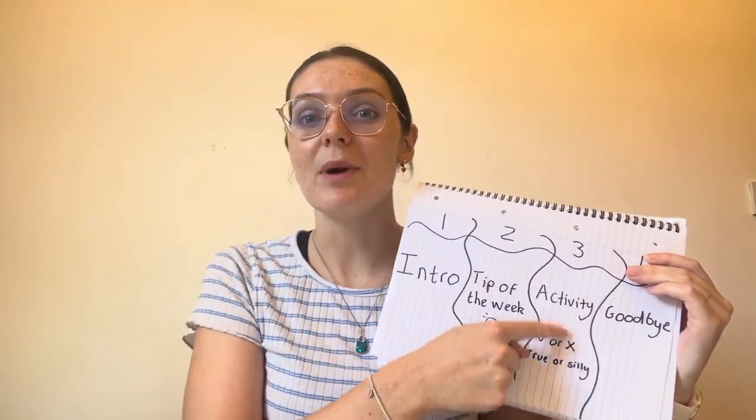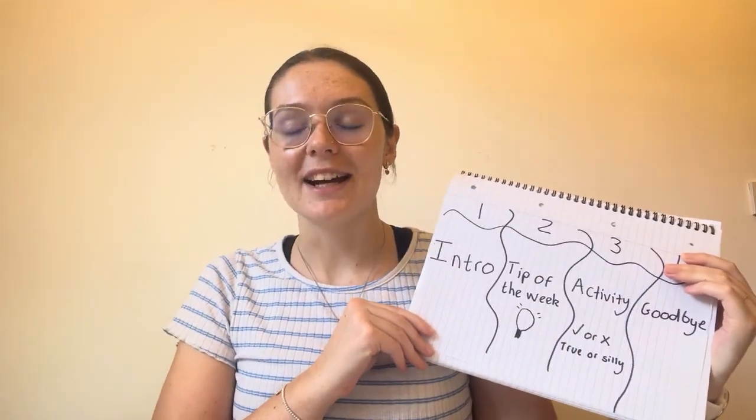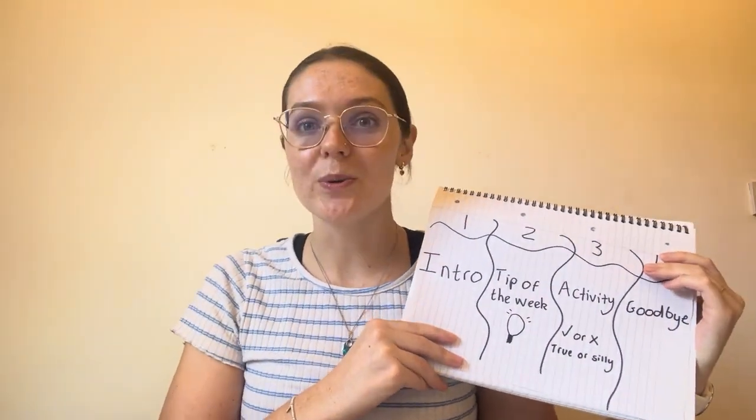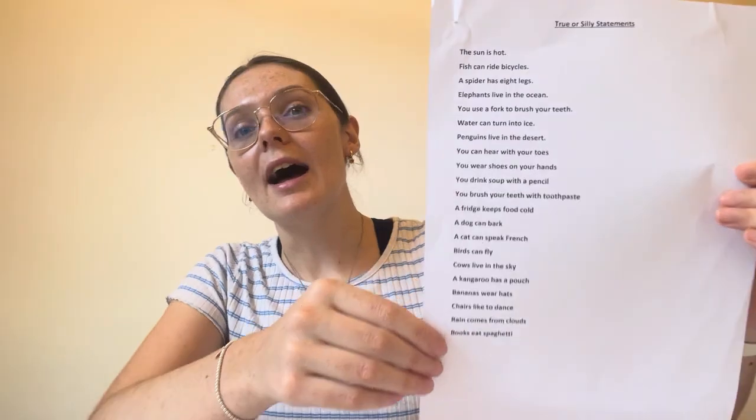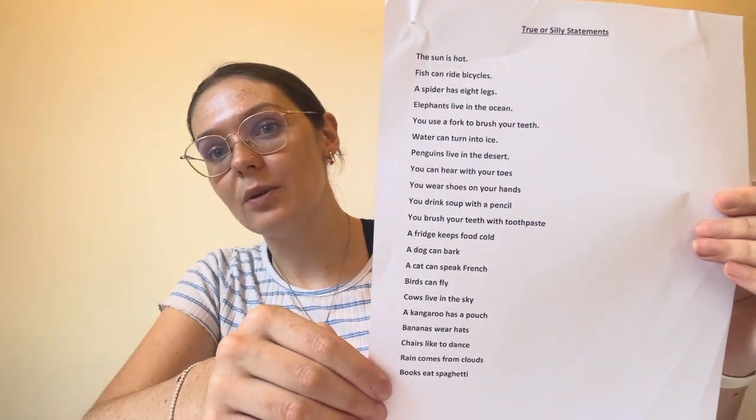Next, I'm going to be sharing an activity or a game called True or Silly with you. You won't need anything for this game. You might want to grab a pen and paper just to jot some things down, but you can play this game without any resources at all, which is ideal. The aim of the game is for children to decide if statements are true or if they're silly. I have a list of statements here that you might want to screenshot or note down. Hopefully you should be able to see all of those.